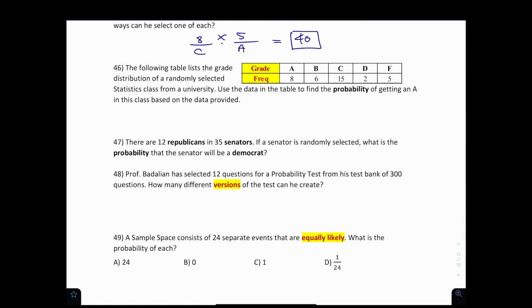Moving on. The following table lists the grade distribution of a randomly selected stats class from a university. Use the data in the table to find the probability of getting an A in the class. If you recall, by the definition of probability as the ratio of the number of outcomes, it is the number of A's divided by the total number of letter grades. Well, what's the number of A's? There are 8 A's divided by the total number of grades, which will be 8 plus 6 plus 15 plus 2 plus 5.